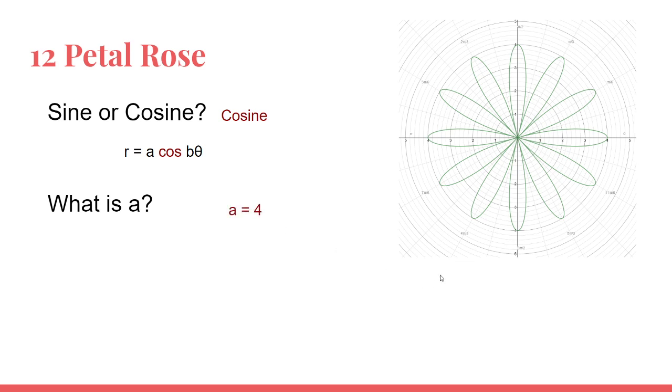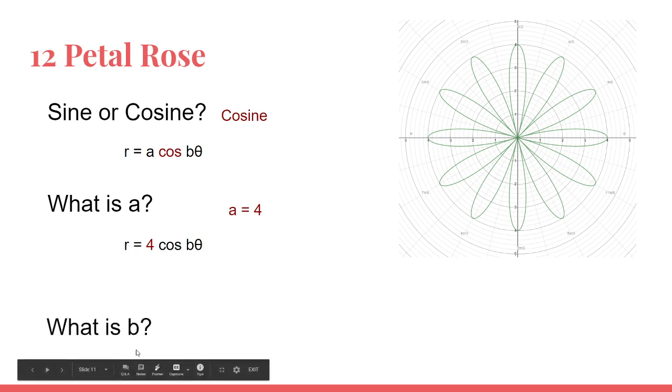Now, the tricky part here is we don't know if this is negative or positive because they're the same. With even numbers of petals, the rosé could be negative or positive, and you can't tell the difference because it's symmetrical across both axes. So, unfortunately, we don't know, and we're just going to have to assume that it's positive.